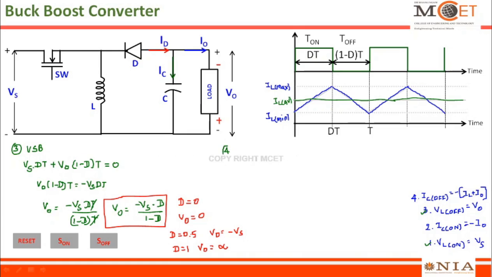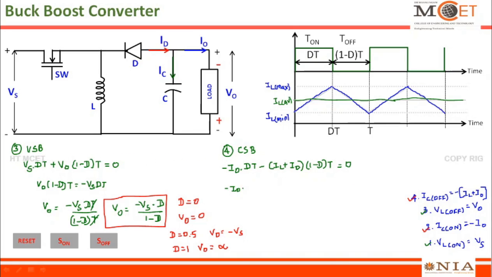The next part is we are going to derive the expression for current second balance. To derive it, I have to take these two expressions, that is expression number 2 and expression number 4. That is, I am going to multiply IC on, that is minus I0, into the on time of the switch, that is DT, minus IC off, that is IL plus I0, into (1 minus D) into T, which should be equal to 0. So this is the simple expression. Let me simplify it.